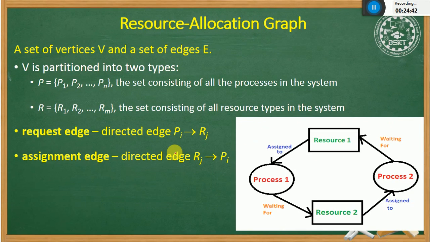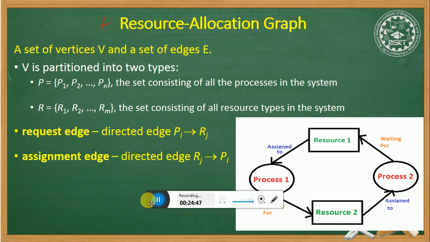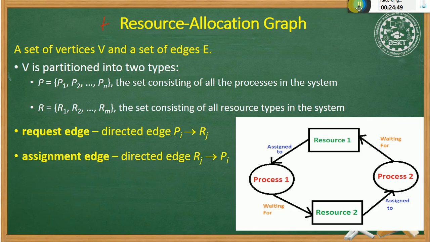So the next point is a very important point. The next point is the resource allocation graph. First we see the definition of the resource allocation graph. It is a graph. A graph is nothing but a set of vertices and edges. Edges are directional, and vertices are nothing but the nodes.